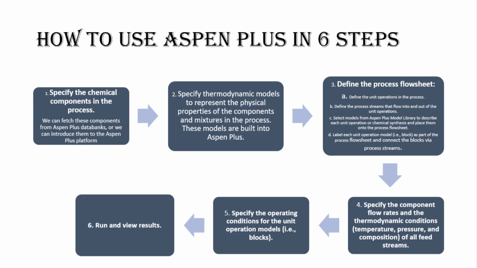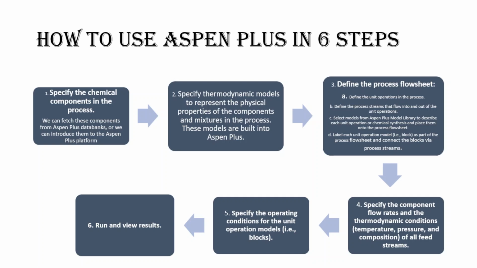And how do we use Aspen? In these six steps that I'm going to explain, you can simulate in Aspen. The first one is to specify the chemical components. The next one is to specify the thermodynamic model, which is the property method. Then provide or define the process flowsheet. Then specify the component flow rates and the thermodynamic conditions. And then specify the operating conditions for the unit models. That's the blocks: the reactors, the mixers, the distillation columns that we are going to use.